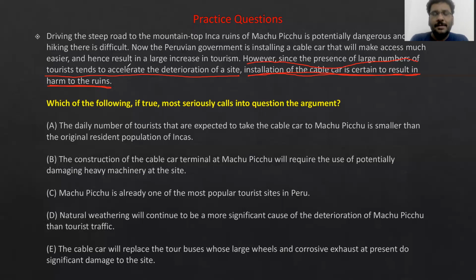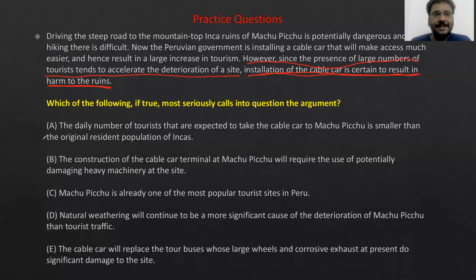So cable cars increase the number of tourists, and an increase in the number of tourists means an increase in the amount of harm to the ruins. Now, we need to weaken the argument, right? We need to look for an option which says that installing a cable car is not going to harm the ruins, or it's not going to create more problems, right? That's what we are looking for. So let's look at each of the options.